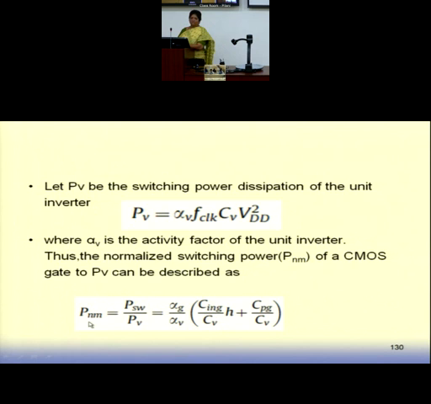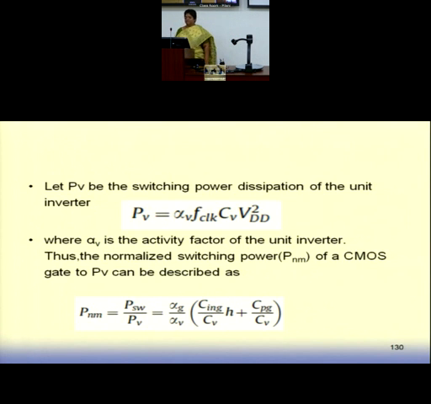Since I want to normalize, whatever is the switching power of my gate, any gate, I am normalizing it with respect to the unit or standard inverter. That is what I am dividing. So I am getting a normalized value, which now comes out to be alpha G upon alpha U, G for the gate, U for my standard inverter, C in of the gate and C in of the unit inverter, into H, the electrical effort, plus CP, parasitic of the gate, and CP parasitic of the unit inverter. Clear? So we are comparing and getting the normalized value.